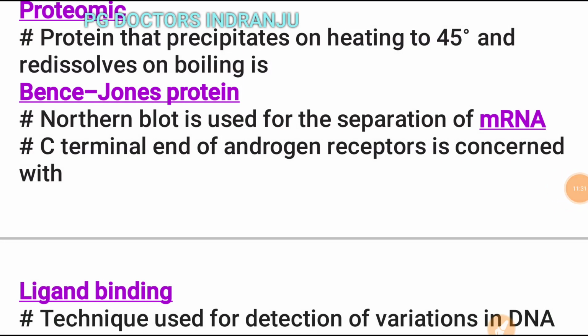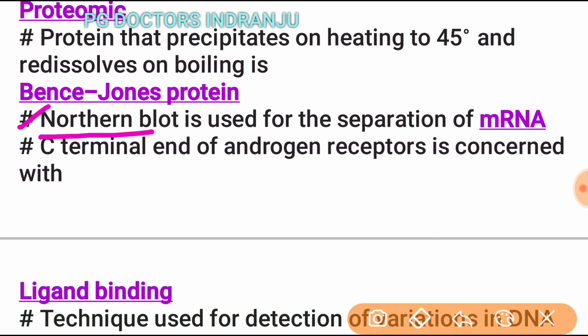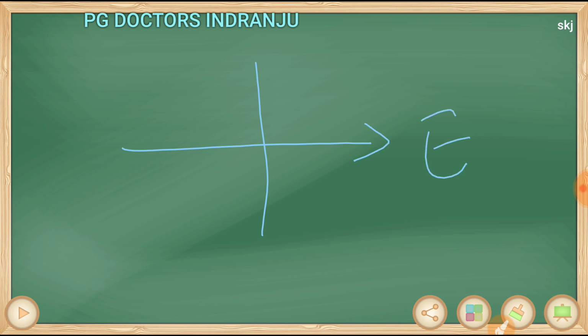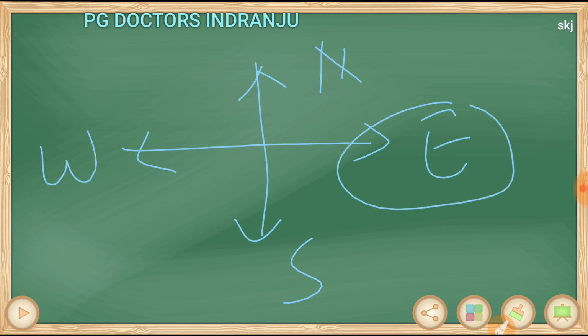The main important thing here is that the northern blot is used for separation of mRNA. Many times I repeat about blotting, so this is very important. Now I am making it clear: if you make a map, it is east, west, north and south. East is not present; there are only three blots: western, northern and southern blotting.